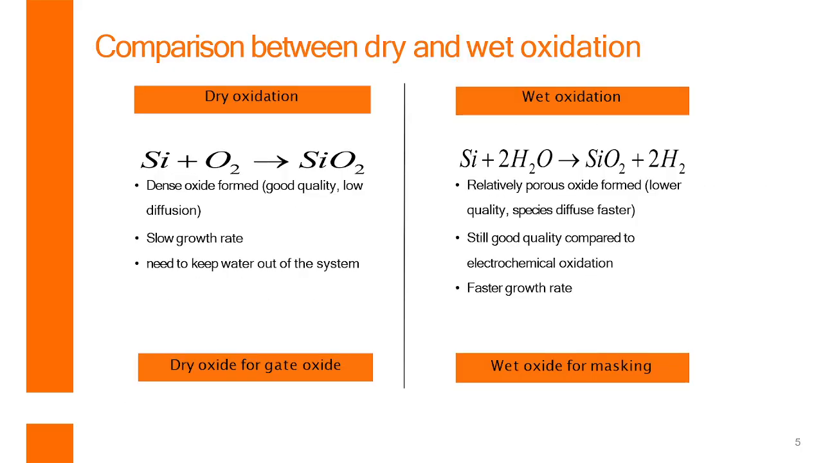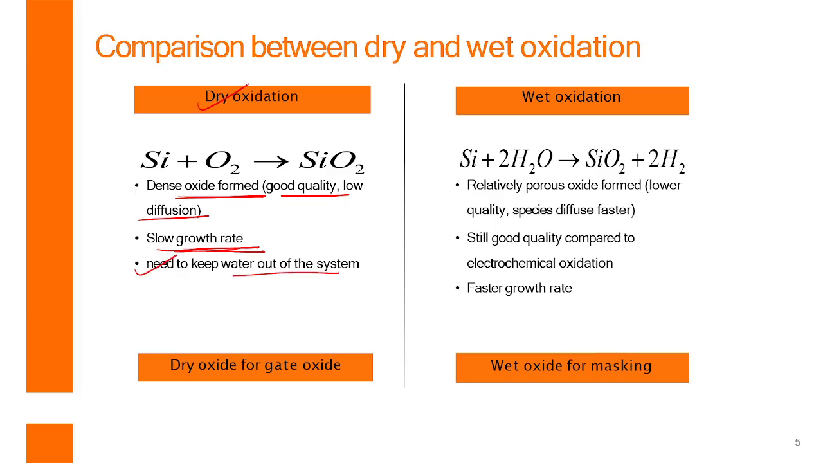Basically, how we are doing the oxidation means there are two methods: dry oxidation and wet oxidation. Dry oxidation is nothing but silicon reacted with oxygen, and you are getting silicon dioxide. A dense oxide is formed. When you are doing dry oxidation, dense oxide is formed, and this is good quality and low diffusion, slow growth rate. So by using this, there is a slow growth rate, and we need to keep the water out from the system.